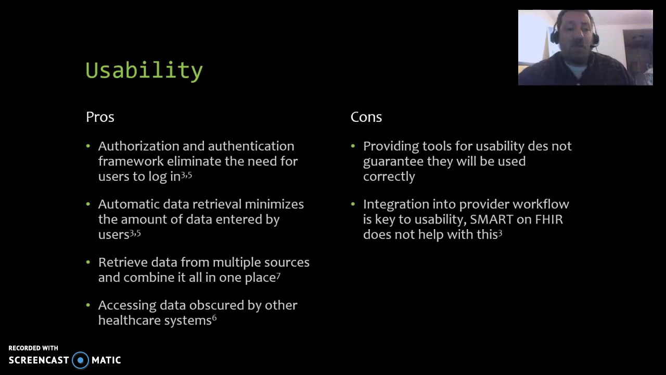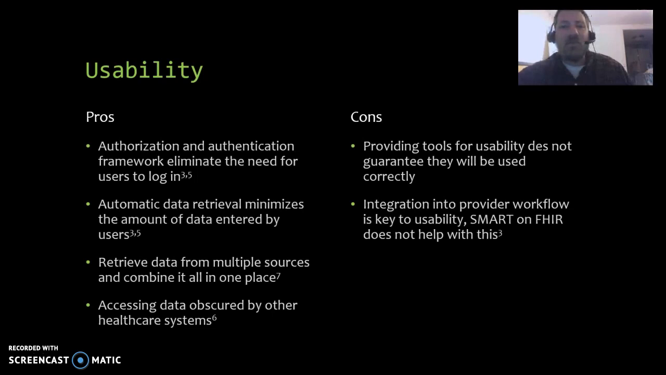As far as usability goes, they mentioned challenges with the authorization framework, but it not only provides a lot of positives for implementation, but also provides positives for usability. The auth framework eliminates login steps, so when a clinician launches Smart on Fire, they don't need to enter credentials. In addition, Fire is able to improve usability by eliminating the need for a lot of data entry.